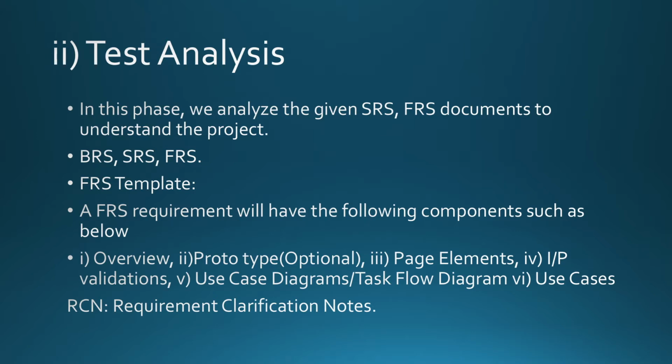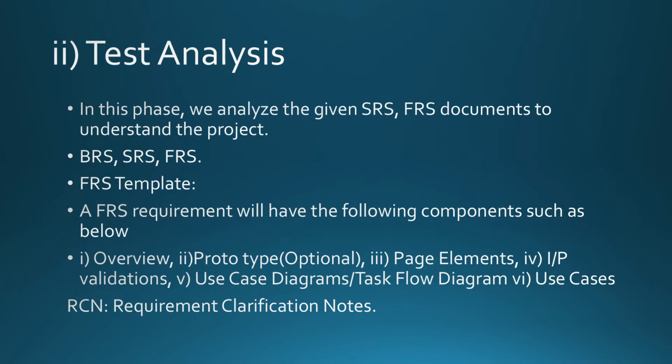Also, the FRS template mainly contains the following components. A functional requirement specification has components such as overview, prototype, page elements, input validation, use case diagrams, task flow diagram, and use cases. These are all the components that an FRS document will contain.